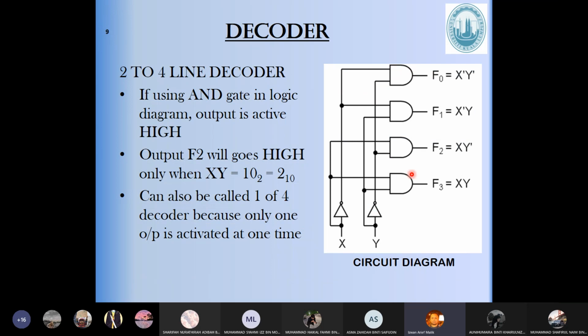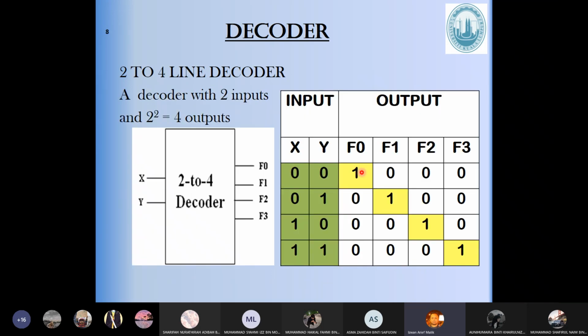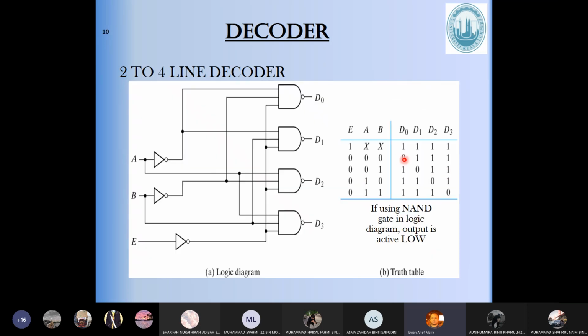This one, dia tak ada bubble, meaning that dia active high. So, yang 1 akan menyala. Yang kuning ni yang akan menyala. But for this one, yang akan menyala adalah yang kosong ni. Sebab apa? Sebab dia active low. Let's say saya tukar ni kepada AND gate, saya buang semua bubble dekat depan ni, I remove all the bubbles in front of these 4 AND gates. What happens? Semua ni akan jadi terbalik. Yang kosong akan jadi 1, yang 1 akan jadi kosong. At the output only. Dekat input tak ada effect, dekat output sahaja.